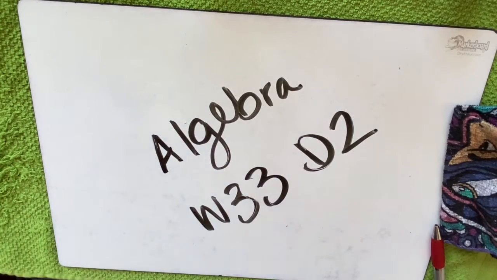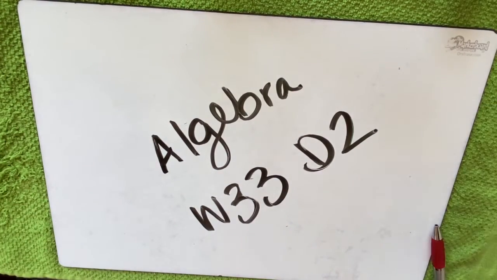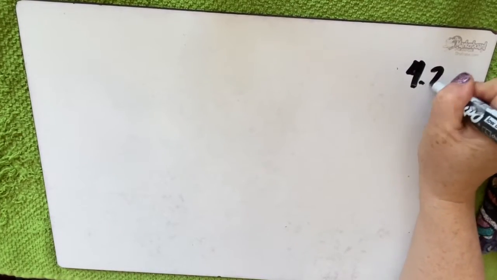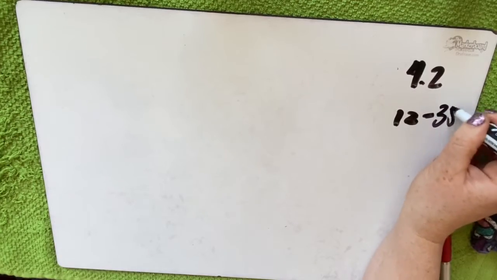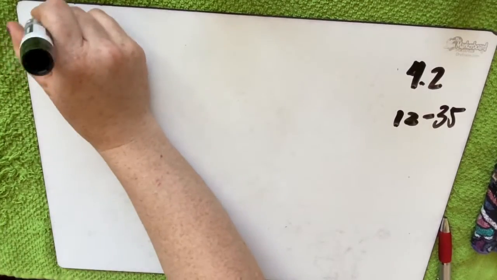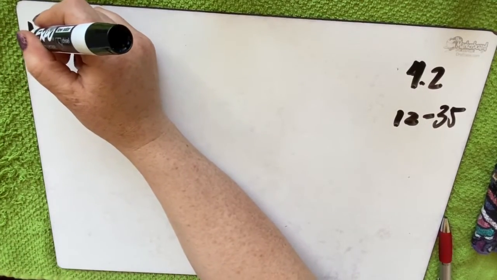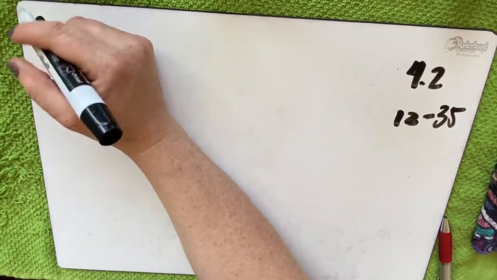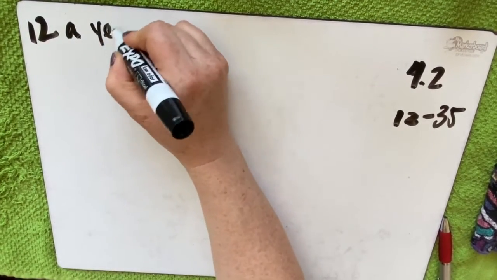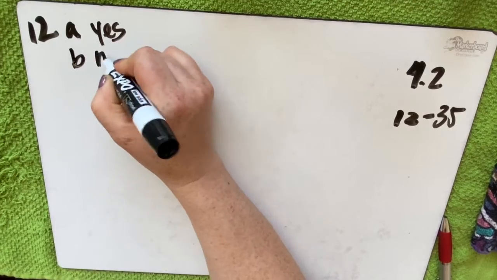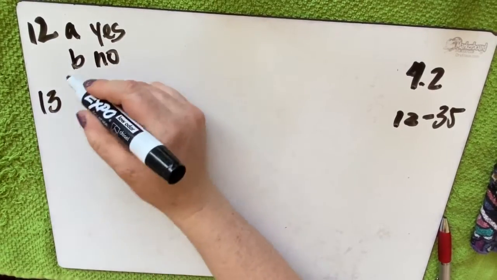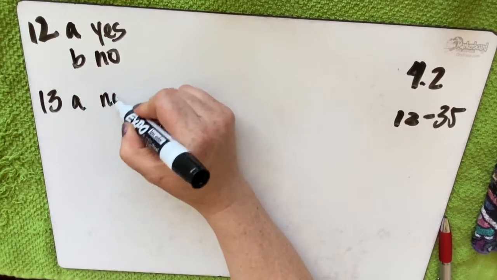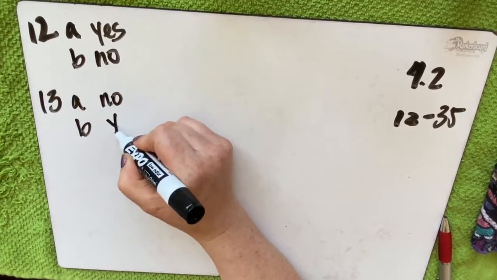Algebra, week 33, day 2. We are going to grade 4.2, 12 through 35. Okay, number 12. A is yes, B is no. 13. A is no, B is yes.